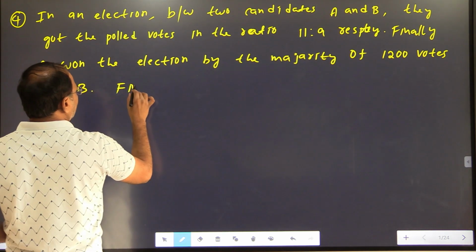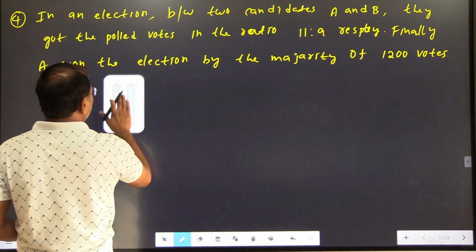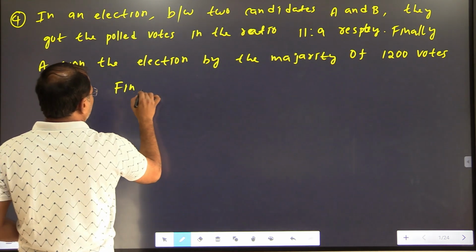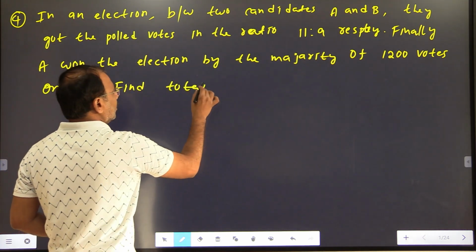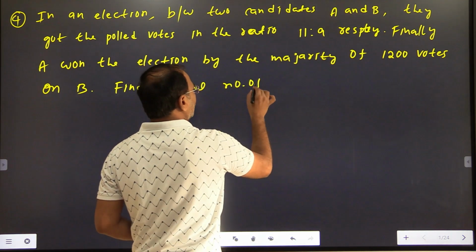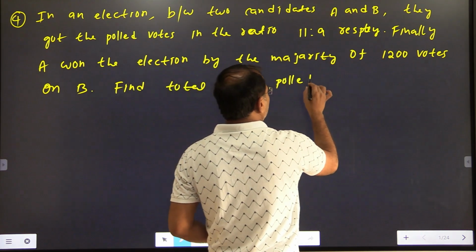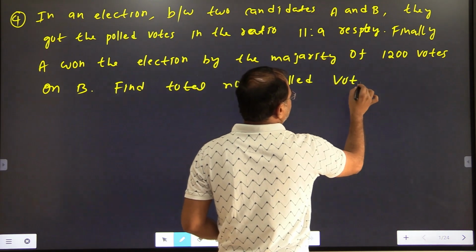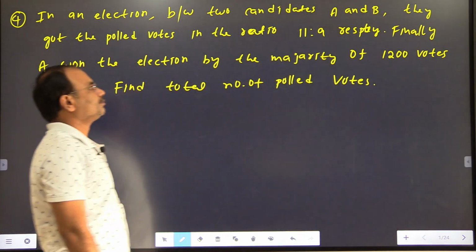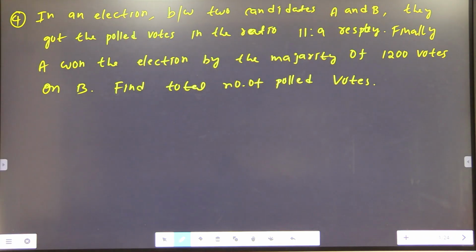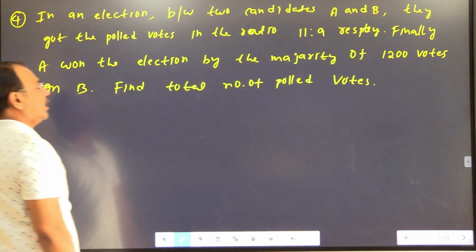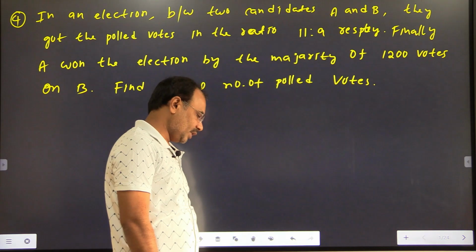Find the total number of polled votes. This is a very easy question. In an election between two candidates A and B, they got the polled votes in the ratio 11:9 respectively. Finally, A won the election by the majority of 1200 votes on B. Find the total number of polled votes. This is also a very easy question.